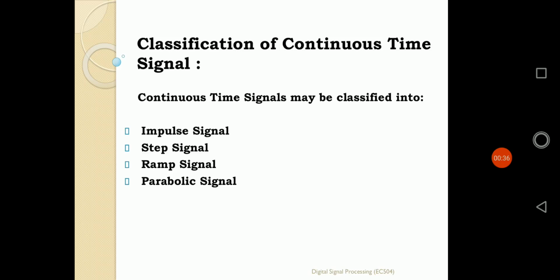So now, as we continue with our continuous time signals, let us see how these signals behave. Let us suppose there are 4 types of classification of continuous time signal. First one is impulse signal, second one is step signal, third one is ramp signal, and fourth one is parabolic signal. These 4 signals can also be defined as functions: unit impulse function, unit step function, unit ramp function, and unit parabolic function.